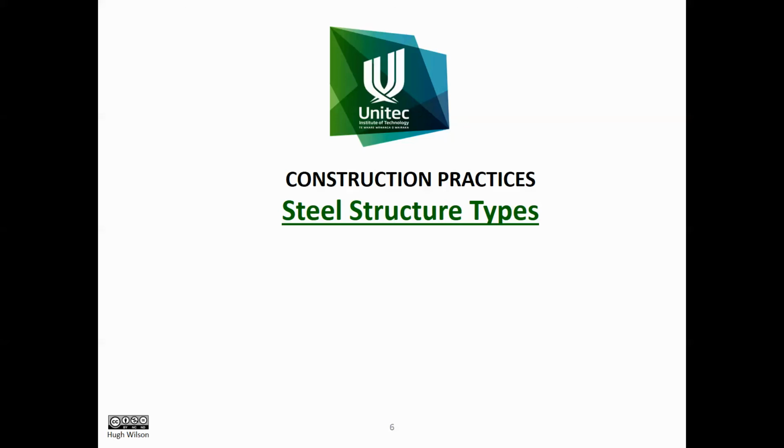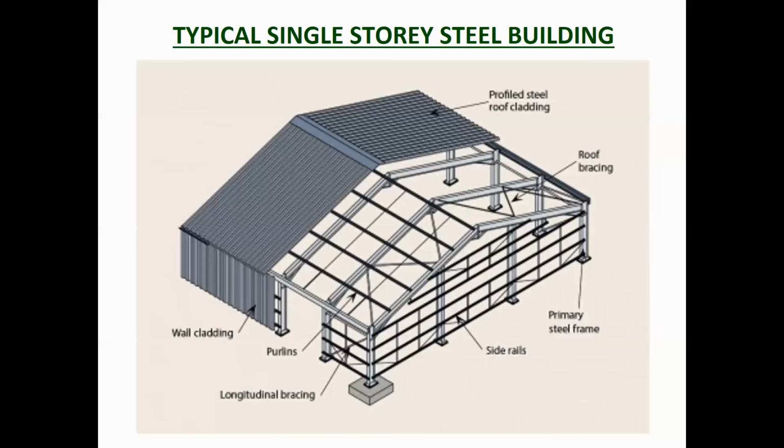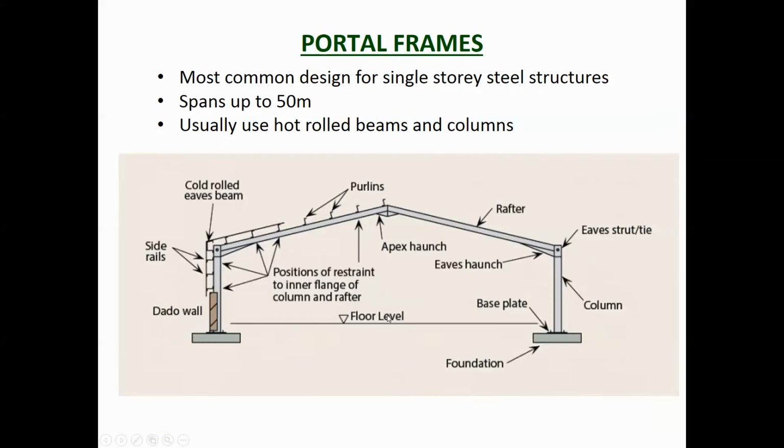In this video we're going to look at the types of steel structures. A typical single story steel building has a portal frame with a main frame, and then it'll have smaller steel members called purlins which hold on the roofing, and girts, which are not shown here, but they hold on the walls, the side rails. There's also longitudinal bracing, to brace it all up to stop it from moving.